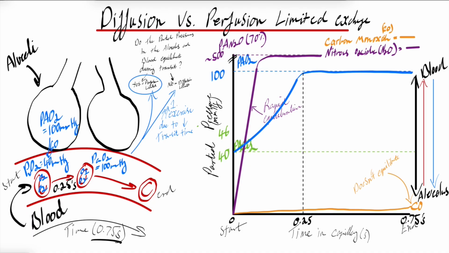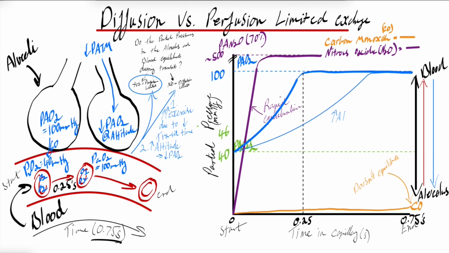The second situation is high altitude. So at altitude, alveolar oxygen tension falls. This reduces the partial pressure gradient driving oxygen diffusion. In addition, blood remains on the steeper part of the oxyhemoglobin dissociation curve, meaning oxygen partial pressure rises more slowly. During exercise at high altitude, oxygen may fail to equilibrate completely before blood leaves the capillary, and this is one of the few situations in which diffusion limitation can be demonstrated in healthy individuals.